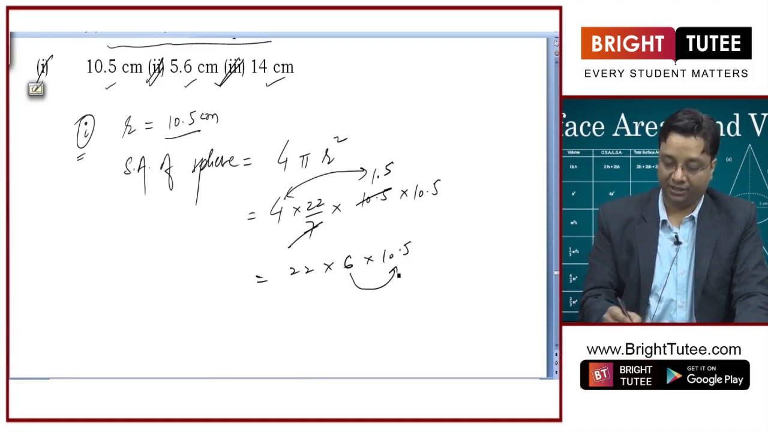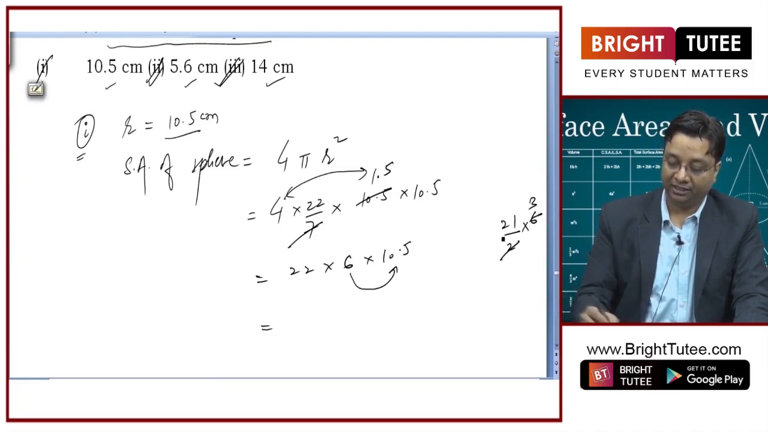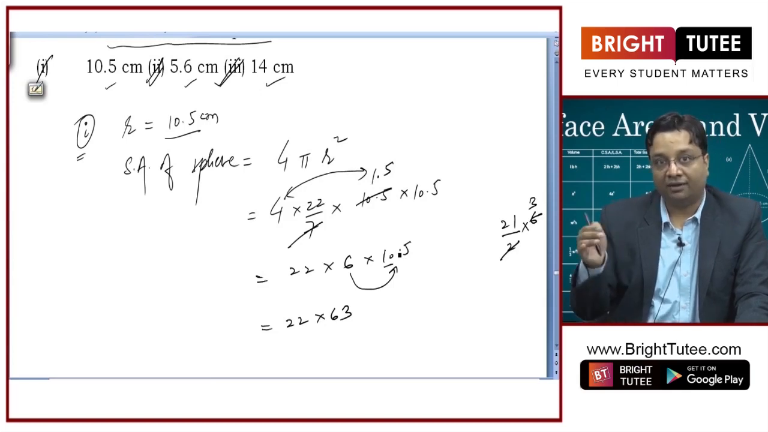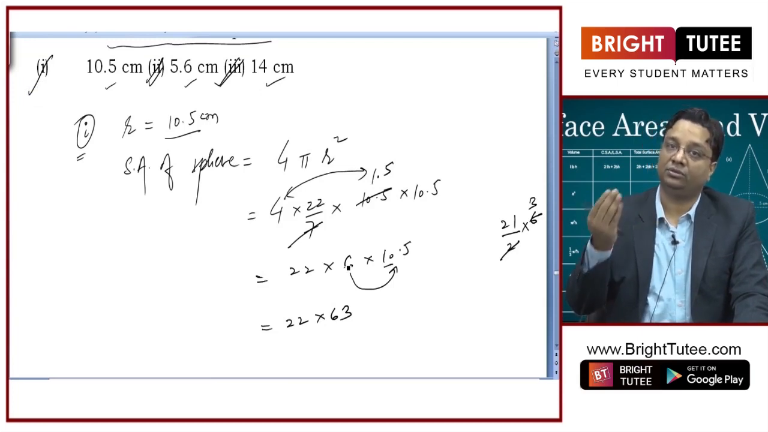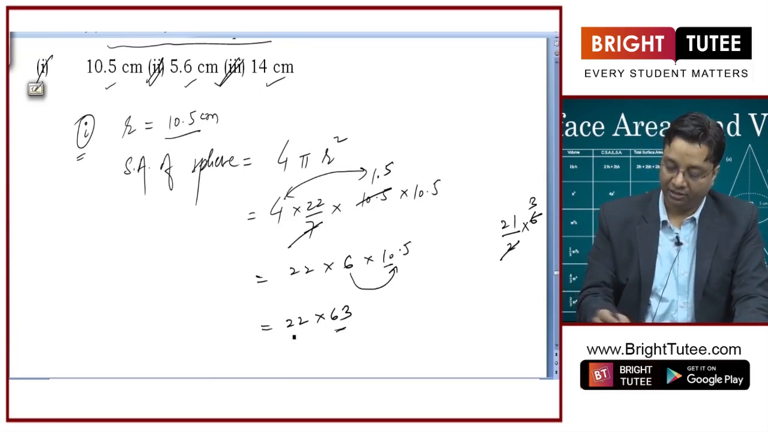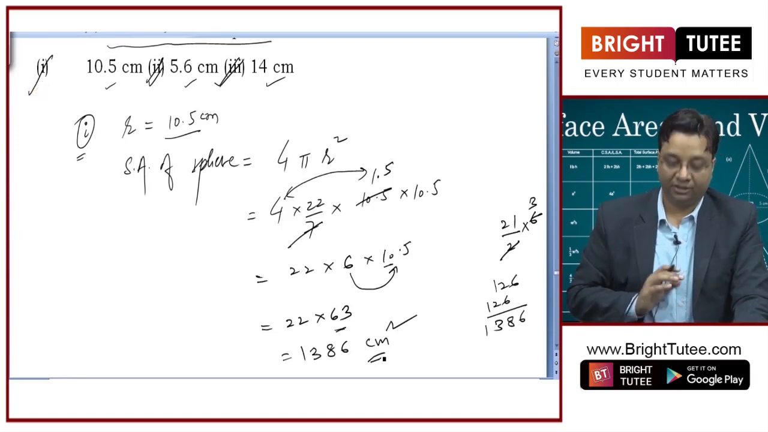Now I will multiply 6 with this, because 10.5 is nothing but 21 by 2 and it has to be multiplied with 6. So you can imagine that it will give you 63. So 22 into 63, right? Otherwise this is 10 point half, right? So 10 into 6 would have given you 60 and half into 6 would have given you 3. So that way also 63. So 63 into 22 can be calculated like this: 126, 126, so 6831. So this is 1386 centimeter square is the surface area of this sphere.